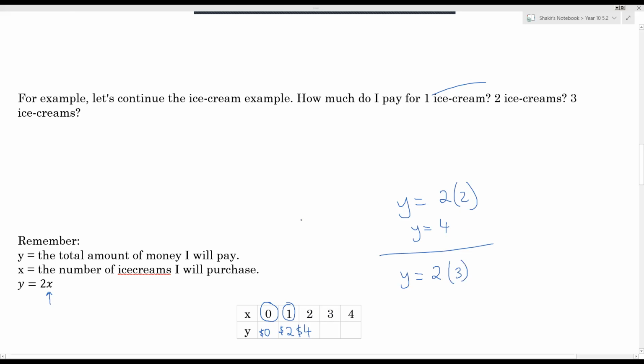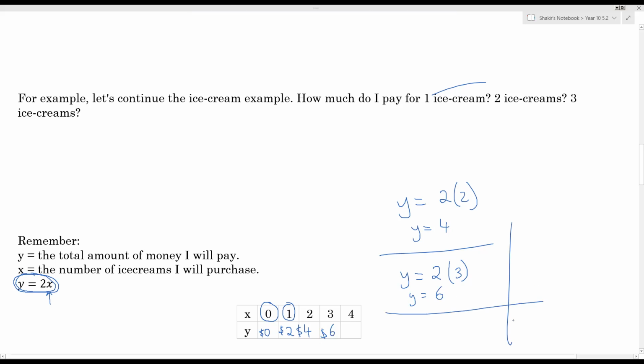times 3. Notice this is the original equation. This is the equation, y equals 2x. I'm just subbing in values of x. I'm replacing x with these numbers over there. So at the moment, I'm subbing in 3. So when x equals 3, y equals 6. And when x equals 4, what do you think the y value will be?